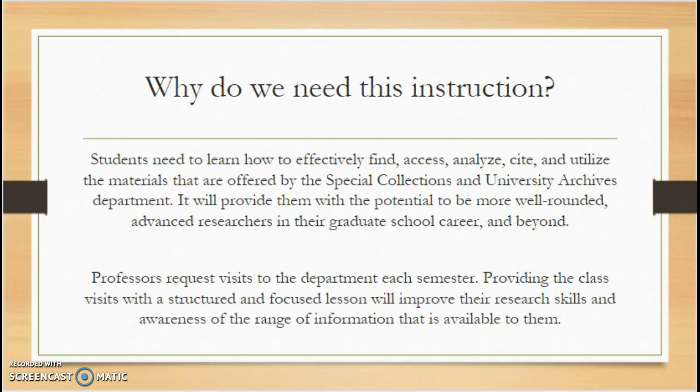Many papers and thesis projects that graduate students are assigned require them to find and utilize primary resource material. Special Collections and University Archives is the perfect place to provide access to this sort of material, as well as the guidance on how to effectively find, use, and cite it. Due to the unique rules, procedures, and practices that a department like ours has, we see the need for a class instruction that guides the student through a visit to Special Collections and University Archives.